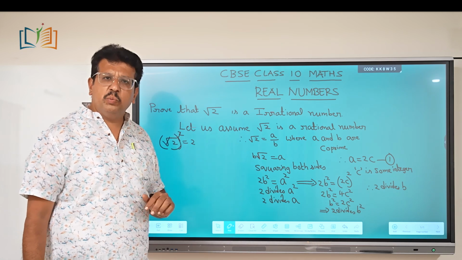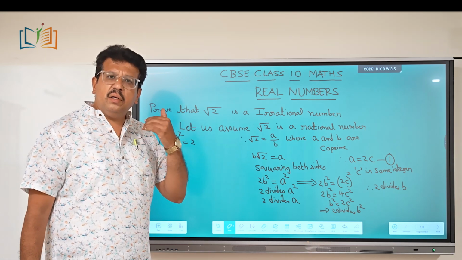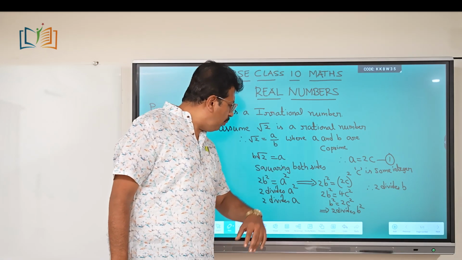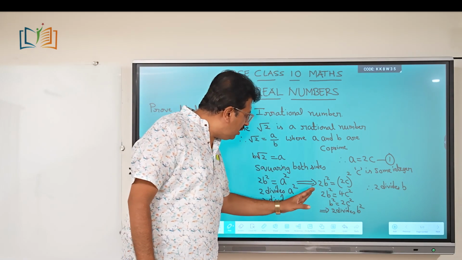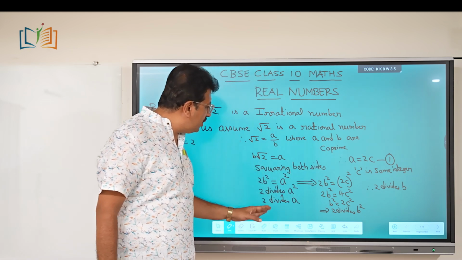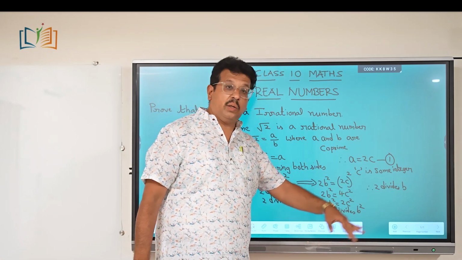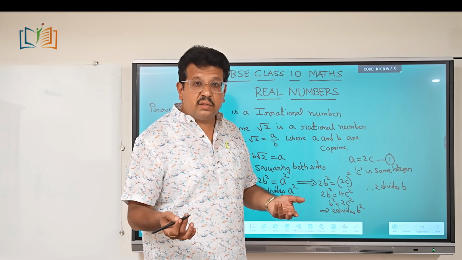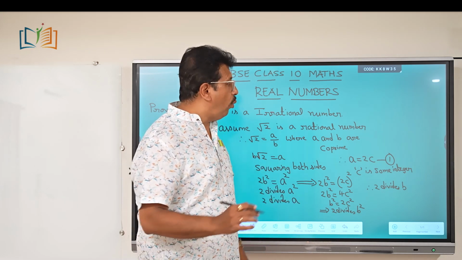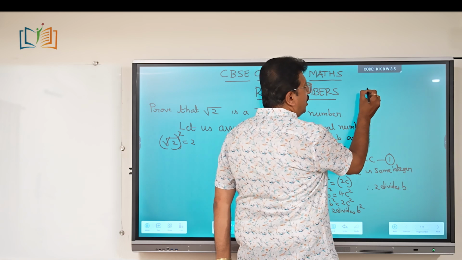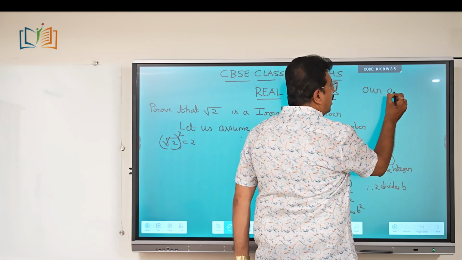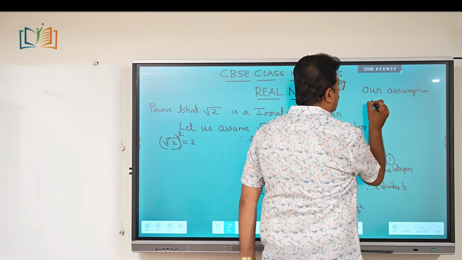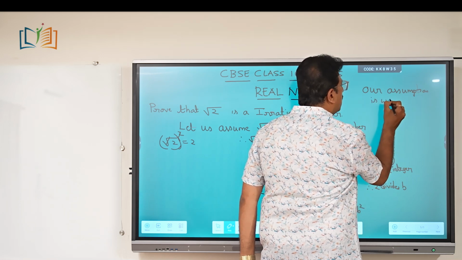A and b are co-primes, what does it mean? It is divisible by itself and 1. But the very important thing you need to observe is here a equal to 2c. That means 2 divides a and 2 divides b. That means 2 is dividing both a and b. That means our assumption is wrong. What is our assumption? Our assumption is wrong. What have we assumed?